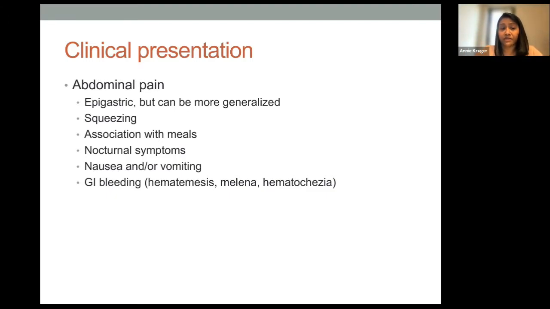Again, GI bleeding is probably the most concerning of these findings. Anytime you hear a patient describe that they are seeing blood in their vomit or in their stool, that is something of concern, so you should pay attention to that.